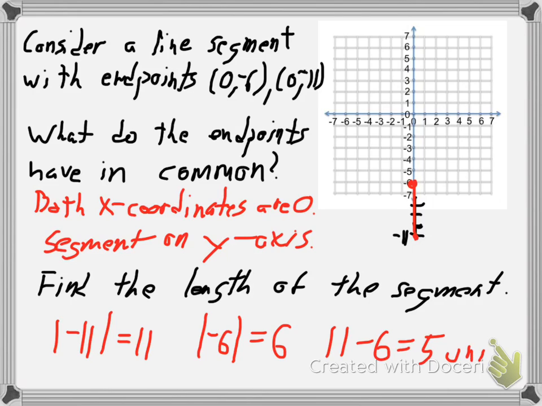So 5 units. And again, using my graph here, I can count how many units it actually is, just to check and make sure I did that right. 1, 2, 3, 4, 5. I went up 5 units, or down 5 units, depending on where your starting and ending point are. But if you didn't have a coordinate plane, we can now solve this by using our absolute values and either adding or subtracting.